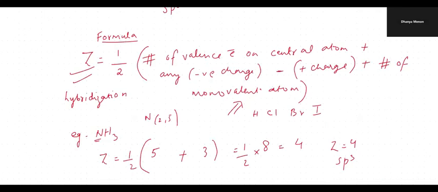Okay, students. So today we learned about hybridization, what hybridization is and how the orbitals undergo hybridization, and also how to find out the hybridization if the structure is known. If the structure is not known, we can also find it out by knowing the formula.